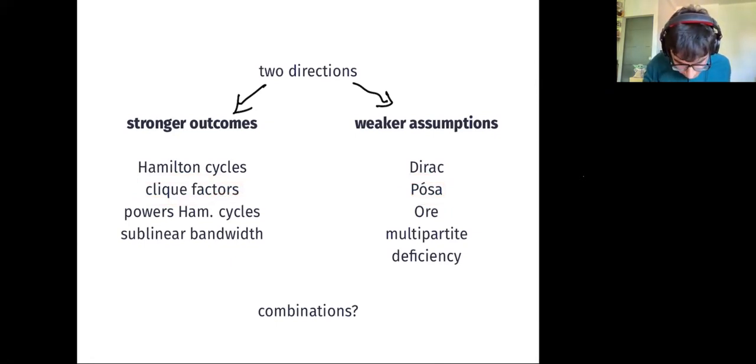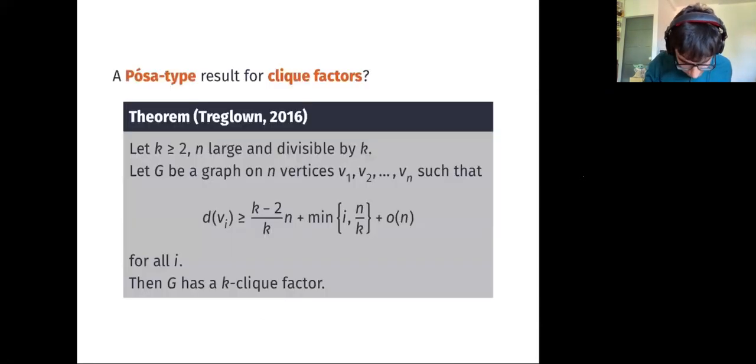And so, it turns out that you can do this. Let me just focus on one case, which is clique factors with Posa-type conditions. This is a result by Treglown from 2016. He found that if you have n sufficiently large, divisible by k, which you need for k-factors, and you have this sequence of vertices, and your minimum degree is this function over here, you have a k-clique factor.